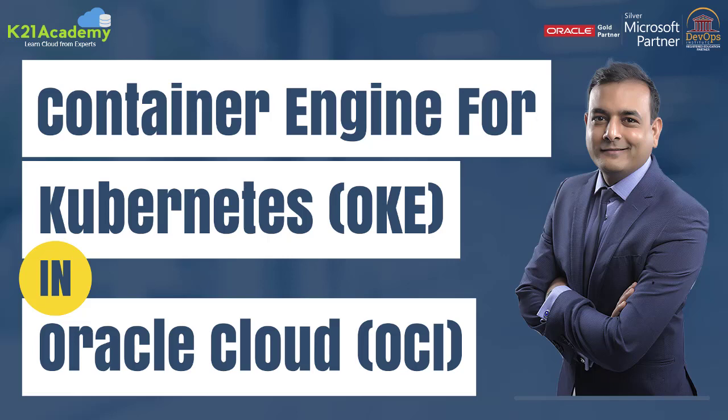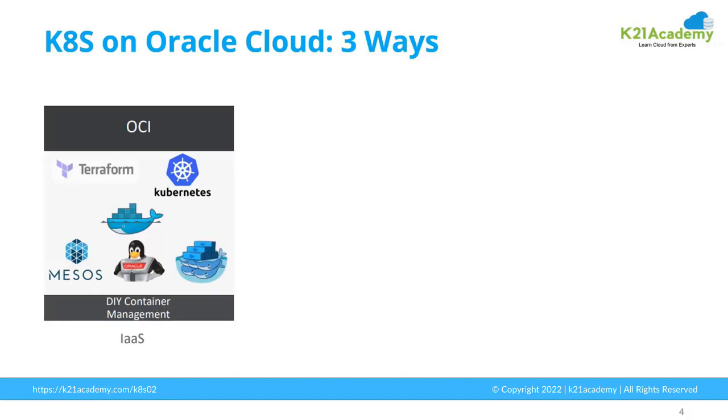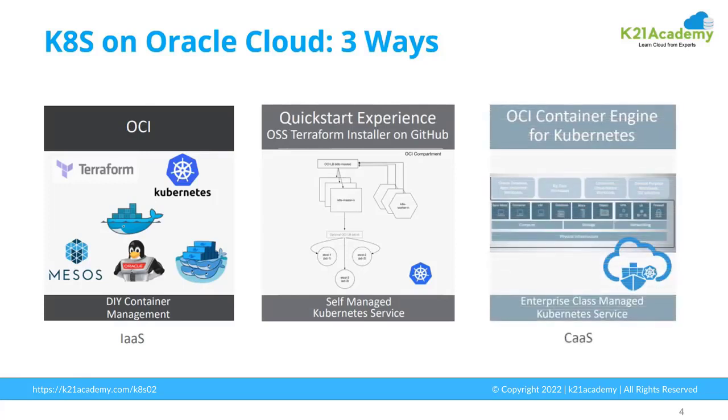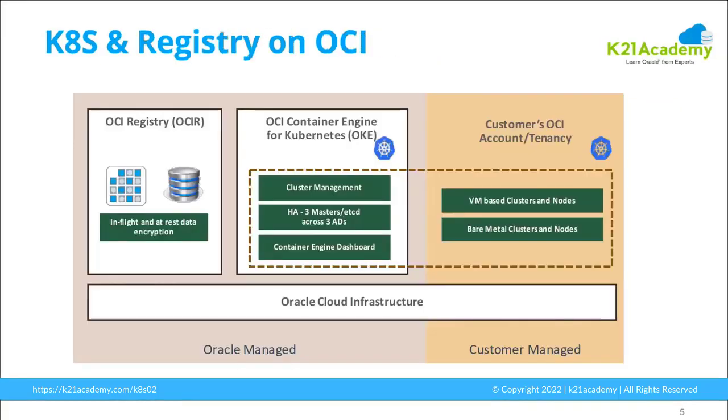Kubernetes on Oracle Cloud can be deployed in one of three ways. You can install as you do on-premise using tools like kubeadm, or you can use automation software like Terraform. And the third and most common is managed Kubernetes, called Container as a Service, which in Oracle Cloud is also called Container Engine for Kubernetes.